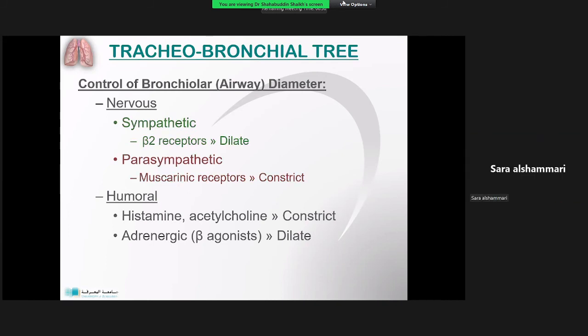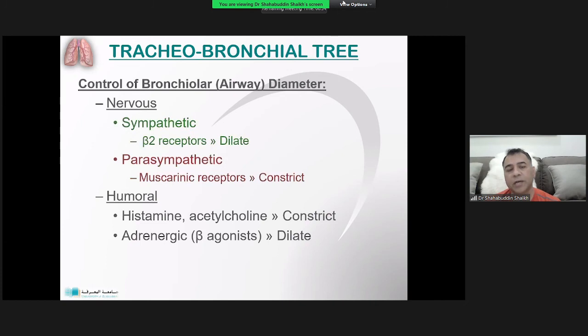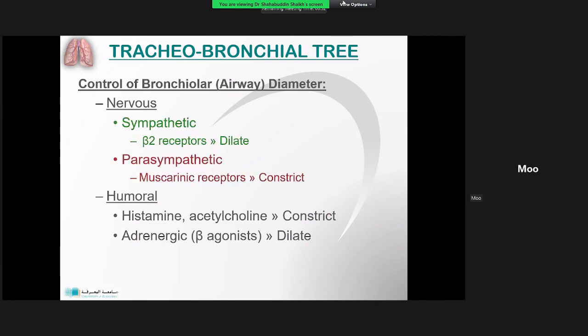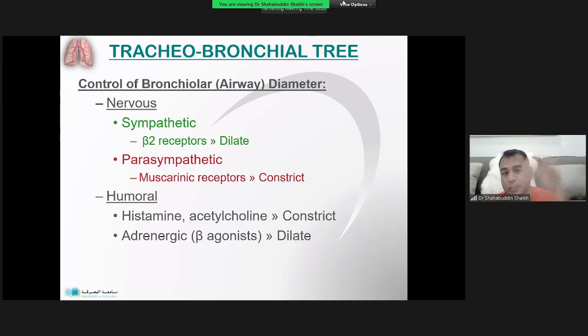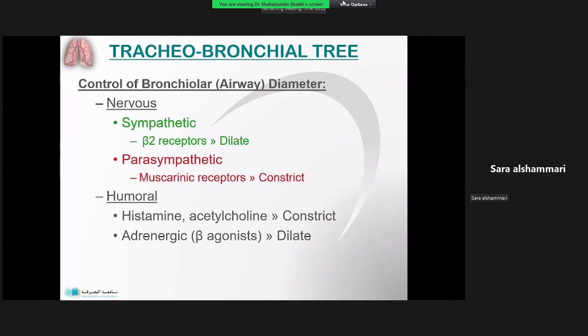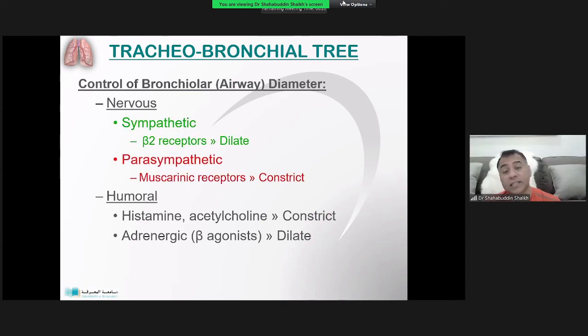Yes. Bronchoconstriction will occur when there will be stimulation of which receptors? Muscarinic. Parasympathetic, you can say, but in the option it will be muscarinic. I asked you about receptors. So muscarinic receptor stimulation results in bronchoconstriction.